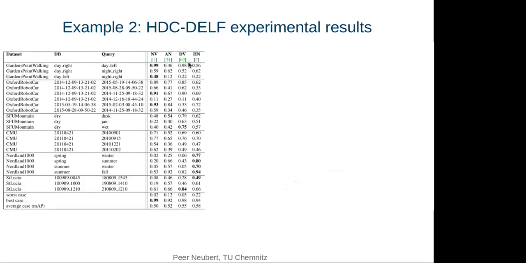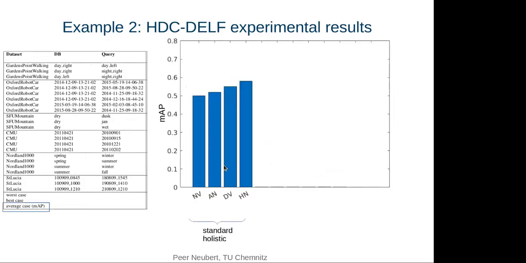And to improve readability, I just skipped this table and will just illustrate this average case over all data sets in this bar plot. So these are four standard holistic approaches, which are really state-of-the-art. In particular, this HybridNet and NetVLAD are typically used descriptors. So what's the performance of HDC-DELF?